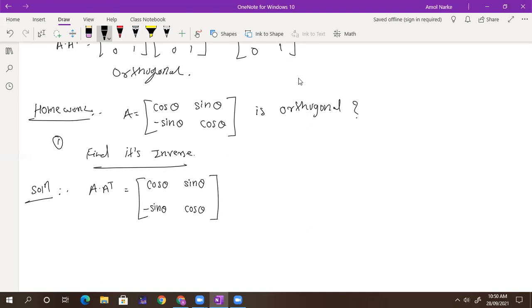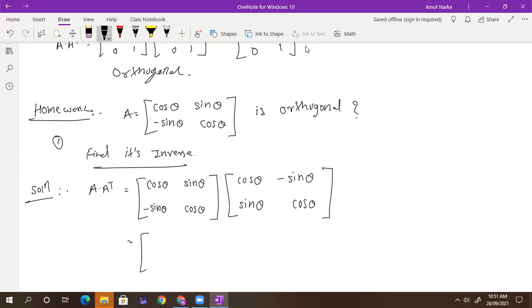Tell me what is transpose of that particular matrix? Transpose: cos theta, minus sin theta, sin theta, cos theta. Cos theta, minus sin theta, then sin theta, cos theta. Let's find out now what you will get.